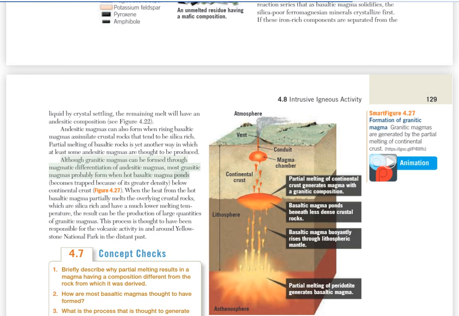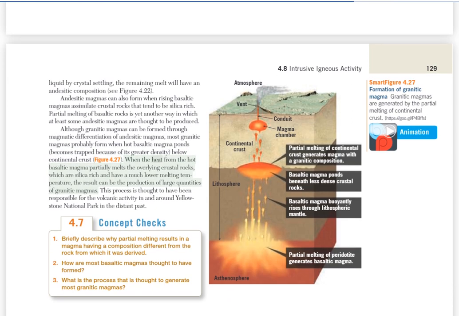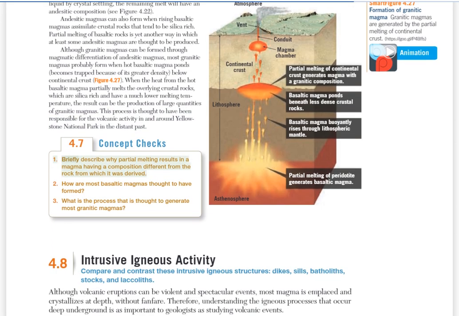basaltic magma ponds below continental crust. When the heat from the hot basaltic magma partially melts the overlying crustal rocks, which are silica-rich and have a much lower melting temperature, the result can be the production of large quantities of granitic magmas. This process is thought to have been responsible for the volcanic activity in and around Yellowstone National Park in the distant past.